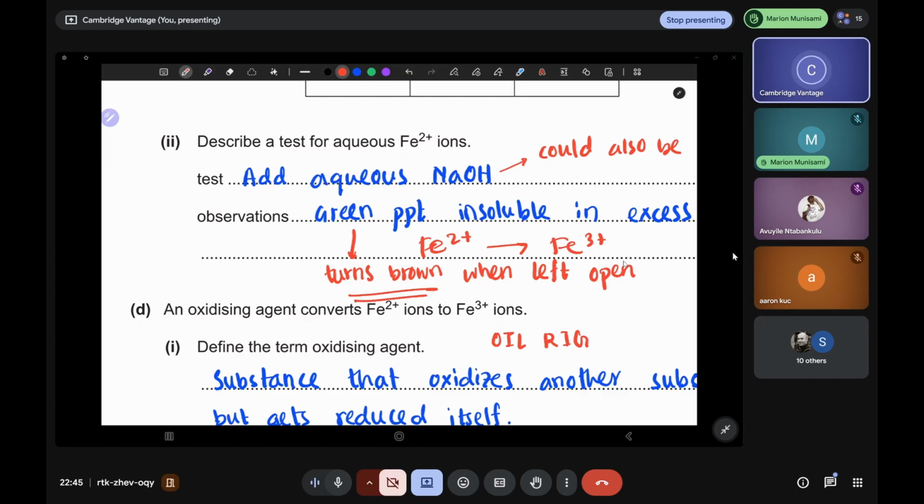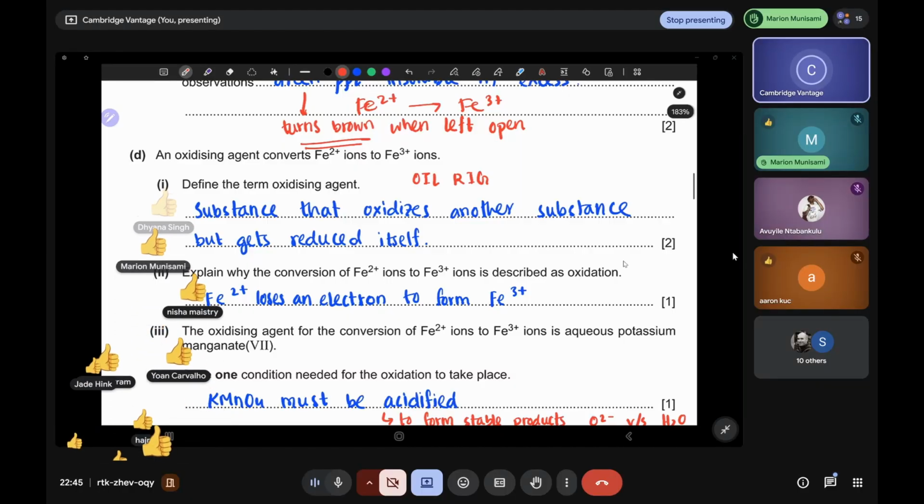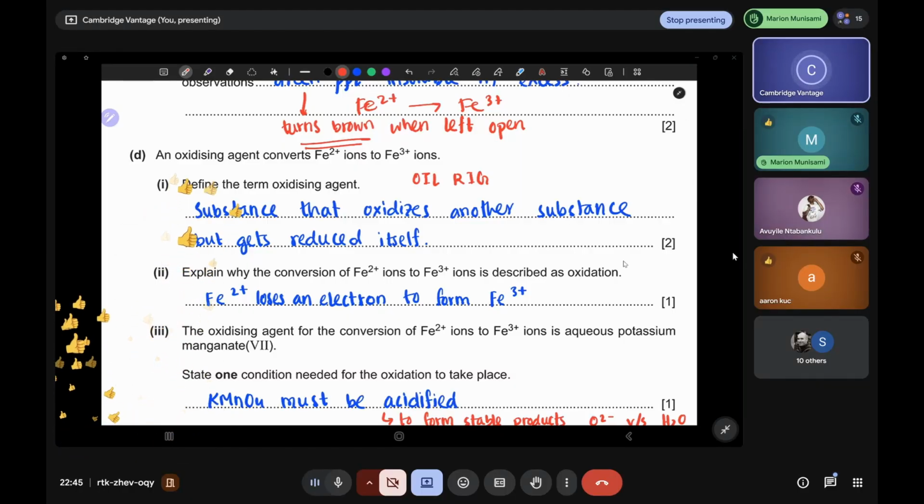A thumbs up would be appreciated, and we move to the next part. Alright, and now they ask you to define the term oxidizing agent. So this is one of the required definitions that you must know. And what is an oxidizing agent? It's a substance that oxidizes another substance but gets reduced itself. Or you can also write that it's a substance that causes another substance to lose electrons and gains electrons itself. That would be also fine over here.